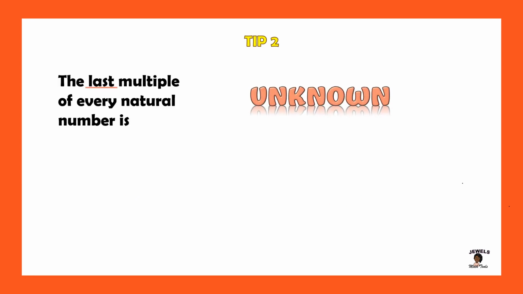Tip number 2. The last multiple of every natural number is unknown. And the number is simply unknown because with our numbers going to infinity, our multiples will also go to infinity. Because remember that our number that we're listing the multiples of, when multiplied by another number, will give us a product. So that means the larger that we can think about our numbers will also mean the larger that we can get a multiple of a number as well. So our last multiple for each number is always unknown.